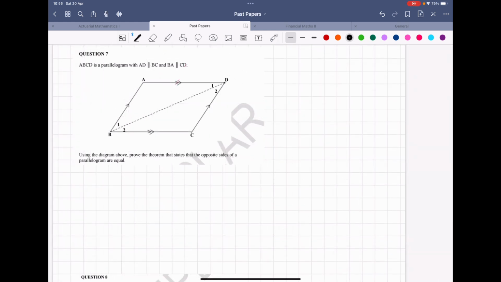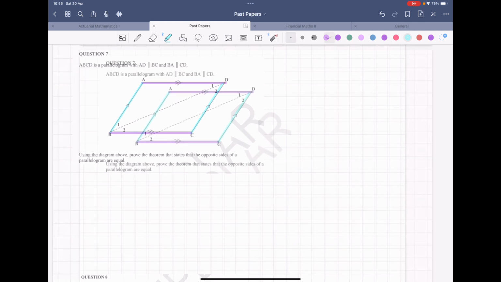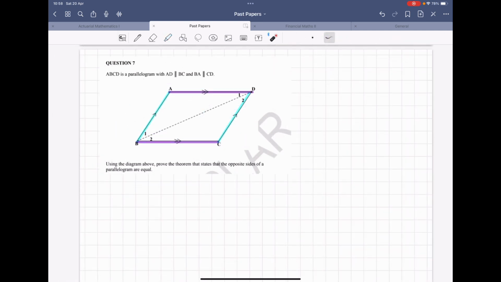Question 7, I'm given the parallelogram ABCD, and I'm told that AD is parallel to BC, and that BA is parallel to CD. And we're told to use this information to prove the theorem that states that the opposite sides of a parallelogram are equal. So we can do that by proving the congruency of these two triangles BDC and ABD, right?